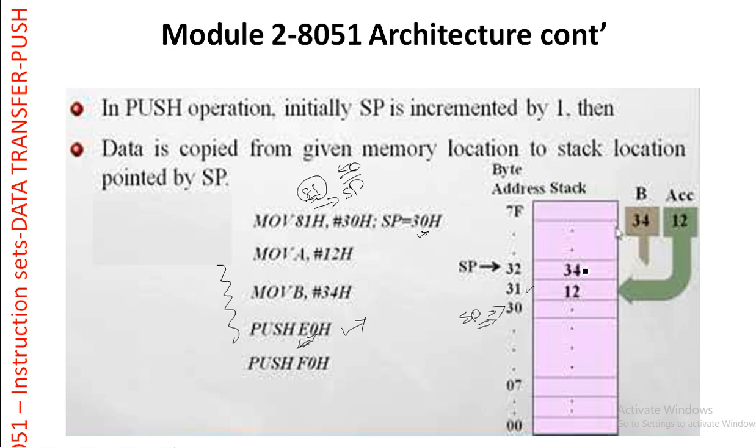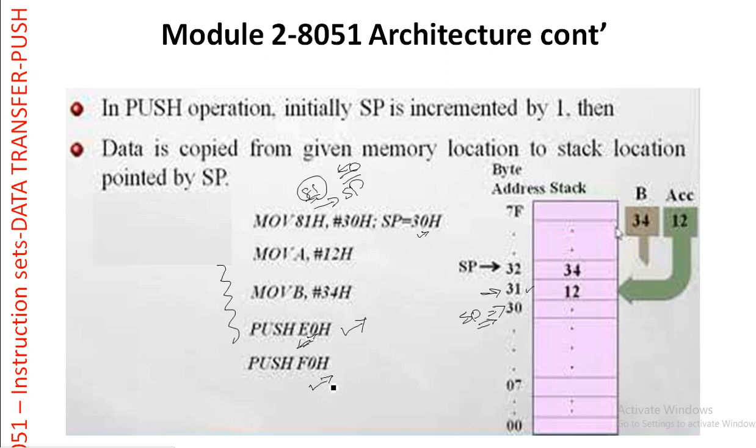If you are asked to show with a diagram, you need to show like this. You need to explain. So B has 34. When PUSH E0 is executed, E0 is the accumulator. Whatever the content of the accumulator is, as per the diagram, it is 12. 12 will be copied to 31. Why 31? We started from 30, because push first starts with incrementing SP. So now SP is 31, then 12 will be copied to 31.